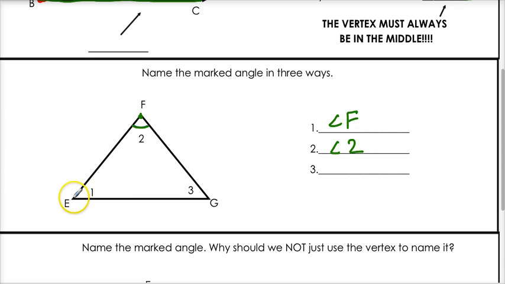And the third way is using the 3 letters surrounding it. So if we look over here, oh, that's ugly. Remember, the vertex must be in the middle, so this is going to be angle E, F, G, and guess what's in the middle over there? That's right, the vertex. The vertex is always in the middle.